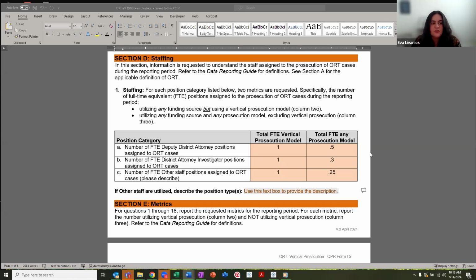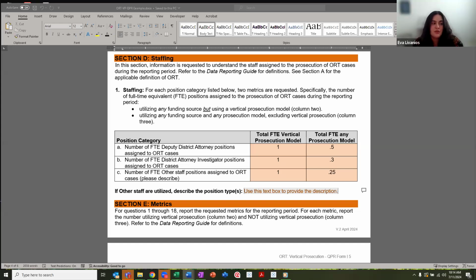So for this section, if there are any numerical values that apply to row C, the number of FTE other staff positions assigned to ORT cases, we would love to have a description in this text box to speak to the staff that are working on that. As a reminder, apart from deputy district attorneys and district attorney investigators, other staff may include and are not limited to paralegals, legal assistants, law clerks, or legal interns, providing direct or case legal support for ORT cases. And of course, when reporting FTE, include any staff assigned to the grant. This would be anyone that is assigned full-time or even part-time to grant related activities. So that's just a reminder for that section.